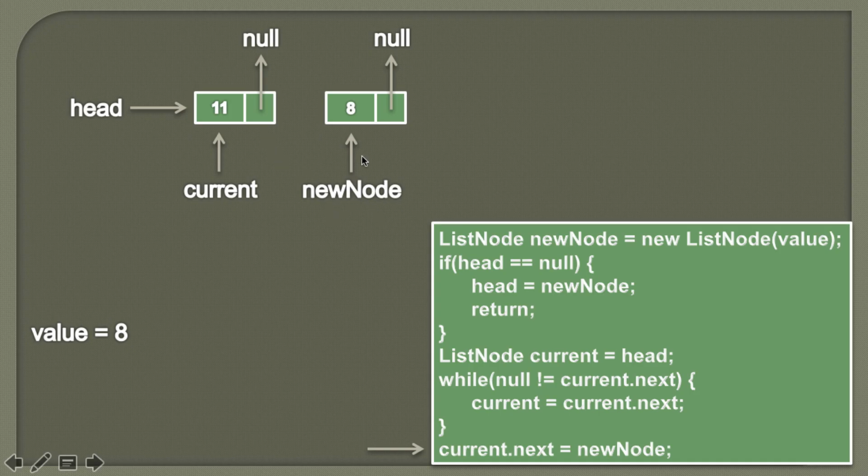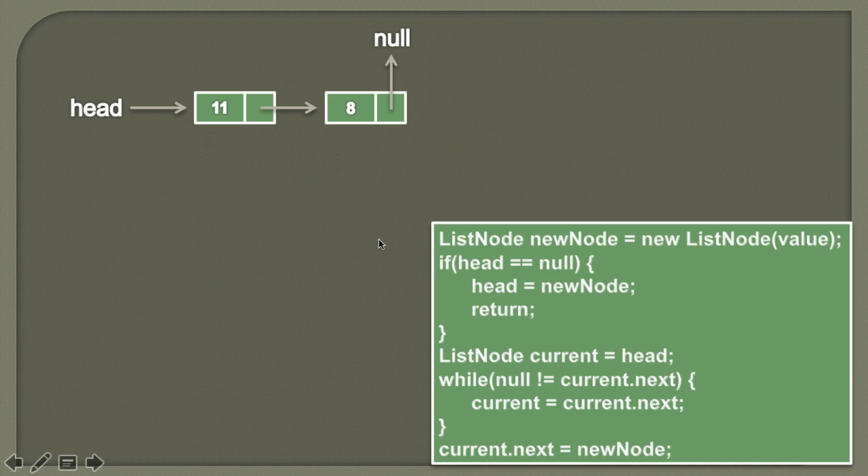If we assign the value of new node to current's next, it would look something like this. Current's next is now pointing to the node which we want to insert into the singly linked list at the end. So friends, when this method gets executed, we know that we have inserted this new node to the end of the singly linked list.